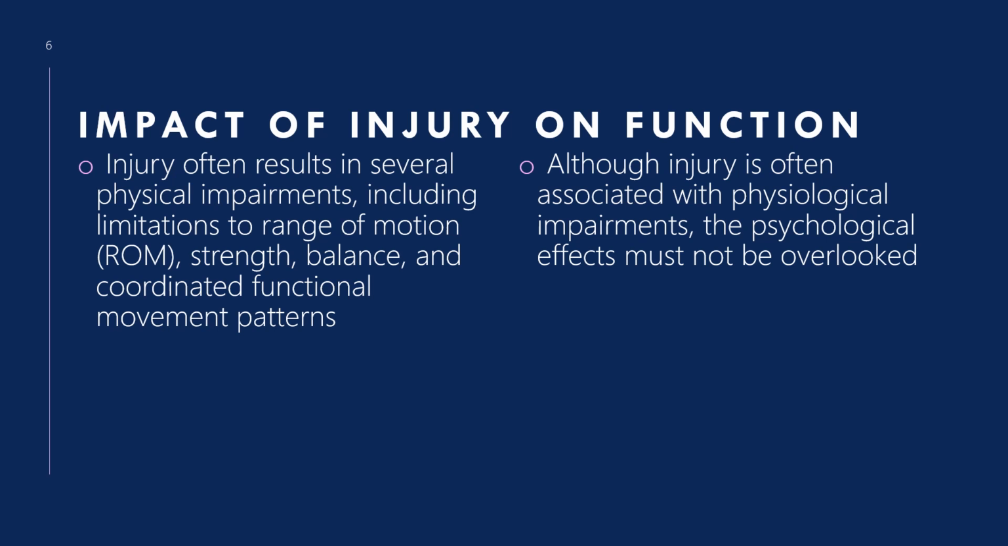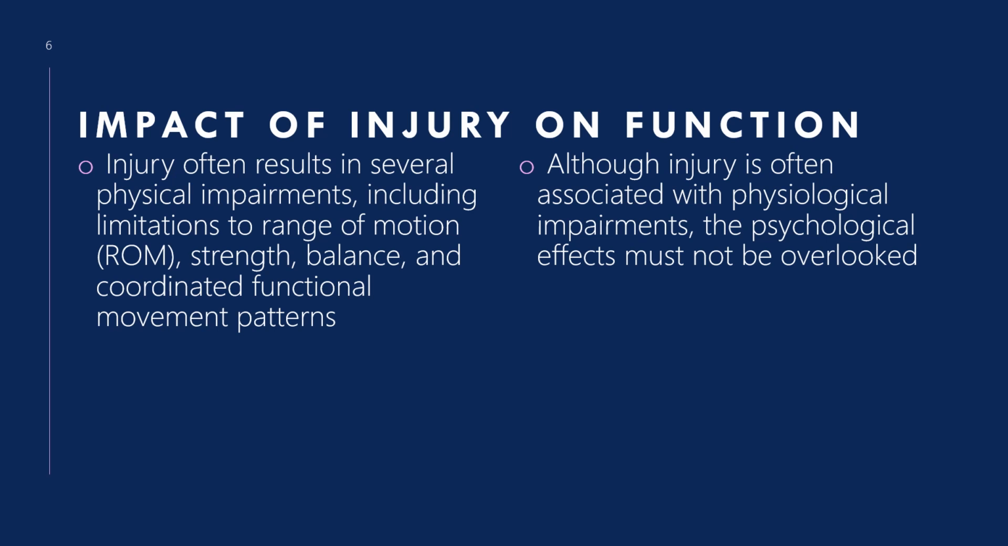Injuries to joints, muscles, or connective tissues can lead to reduced range of motion. This limitation may make it challenging to perform certain movements or tasks that require full joint mobility. Muscle weakness and atrophy: when an injury affects a muscle or its surrounding structures, muscle weakness and atrophy, or muscle wasting, can occur. Weakness in the injured area can hinder overall strength and impair functional abilities.